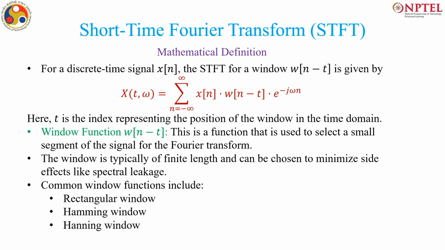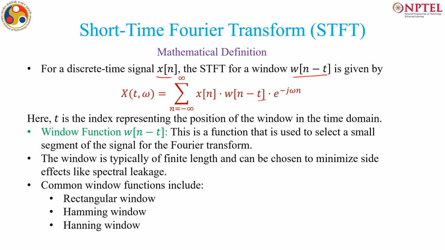This is the mathematical representation for STFT of a signal x of n for a window which is given by w of n minus t. Now, t is the translation of this window, and this is the index which represents the position of the window in the time domain. And this window you can select anything. If you just take the samples directly, it is called a rectangular window.